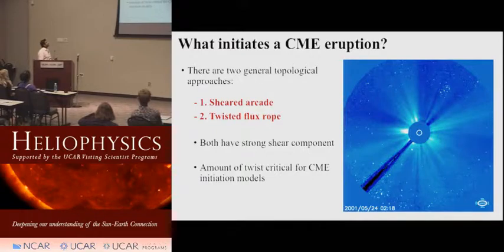I'm going to go into two general topological approaches. That's what we were talking about earlier, which was whether the CME starts first or second, depending on when you think of it. First, you can think about it as a shared arcade of fields, and then you destabilize it and create a flux rope, or you start with a twisted flux rope.